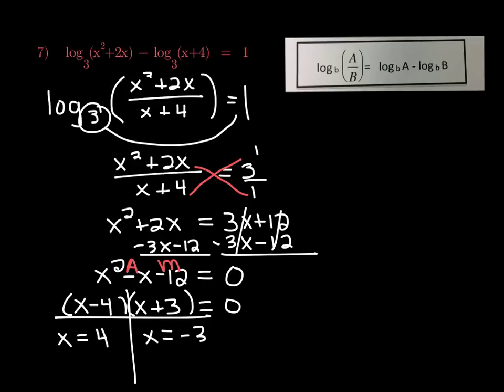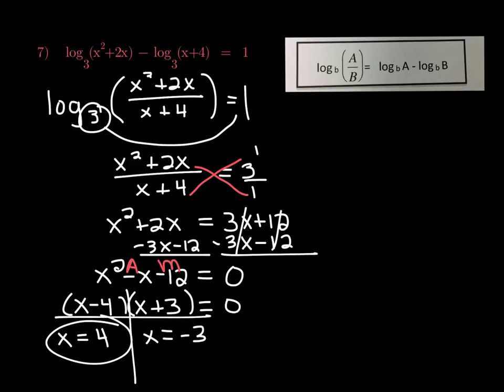And let's just see if when we substitute these back in, if it creates a negative log anywhere. All right, so let's start with the 4. If we take the 4 and substitute it in, 4 squared plus 2 times 4, well, that's going to give us a positive number, right? 4 squared is 16, and then 2 times 4 is 8, so 16 plus 8 is positive 24. All right, then if we plug in the 4 here, 4 plus 4 is, again, positive 8. So that one we can keep.